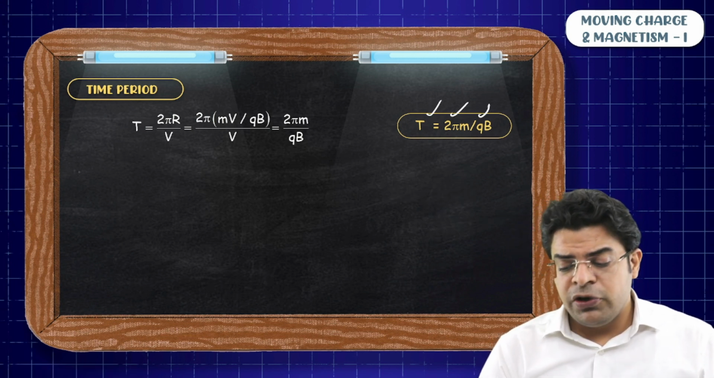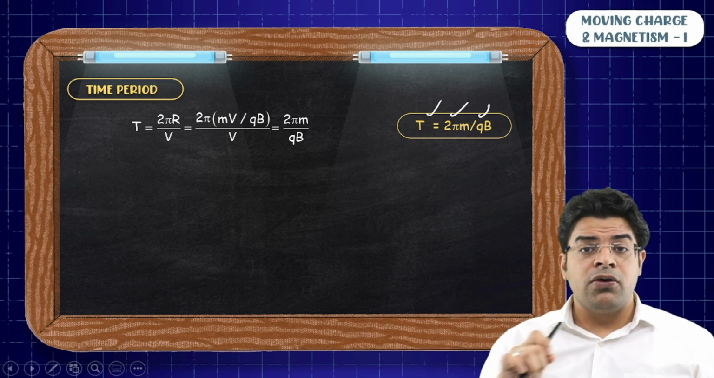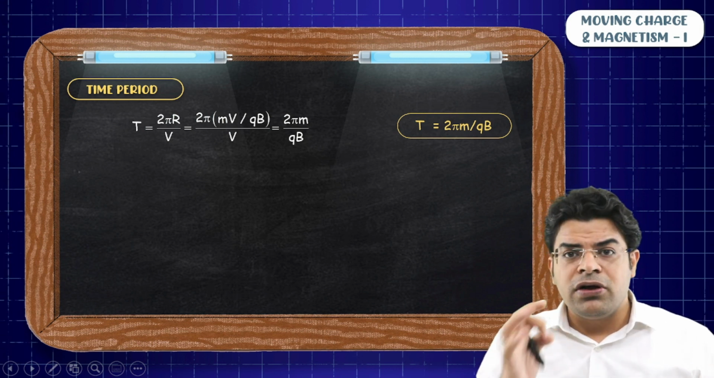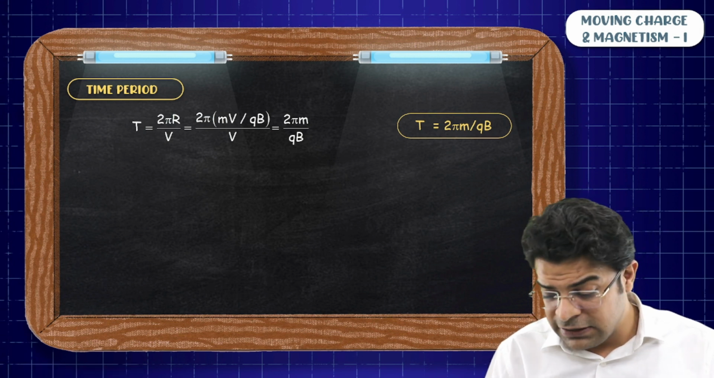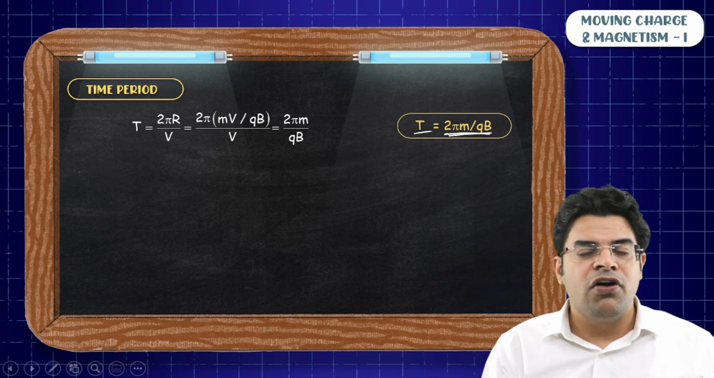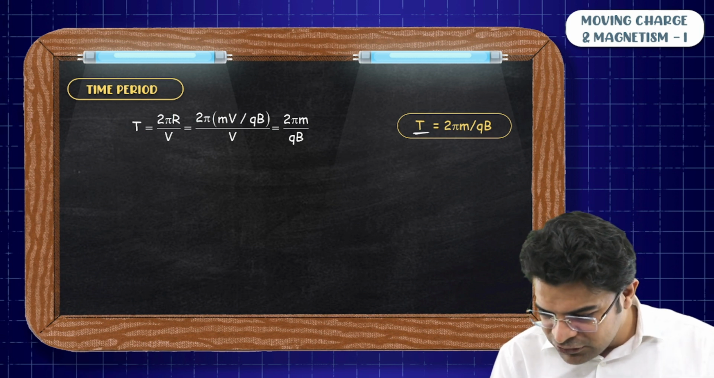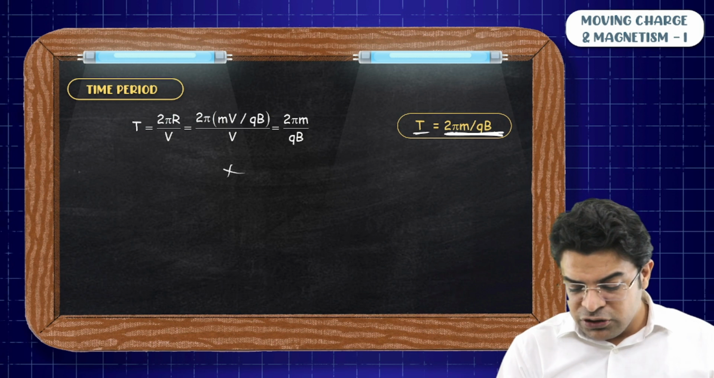So this is the time period of circular motion when a charged particle moves with a constant speed in a transverse magnetic field. Now comes the special point, and the special point is that the time period of circular motion is independent of the speed of the charged particle. Yes, the time period of circular motion is independent of the speed of the charged particle. Visualize it this way.